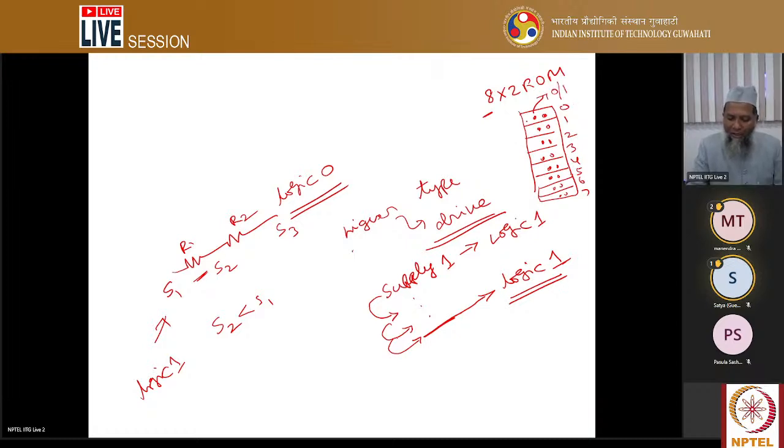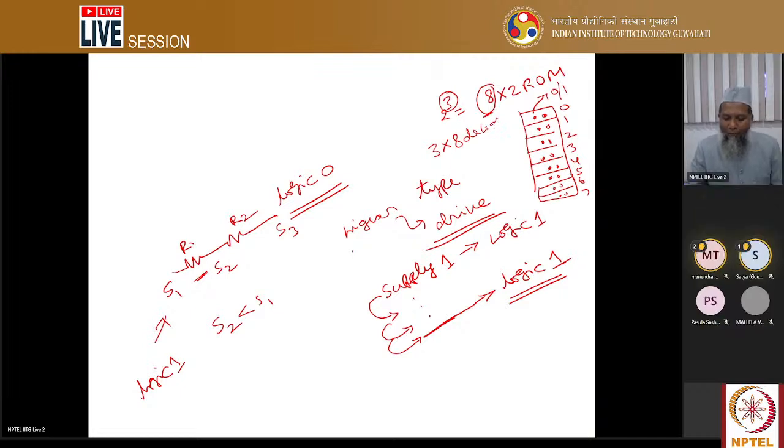We have 8 total locations, and 8 can be written as 2 raised to the power of 3. So we require 3 inputs, which means a 3 to 8 decoder is required to construct an 8x2 ROM. The first value you have to express as a power of 2, and that power is the number of inputs for the decoder. A decoder with n inputs has a maximum of 2 raised to the power of n outputs. So there will be a 3 to 8 decoder here.